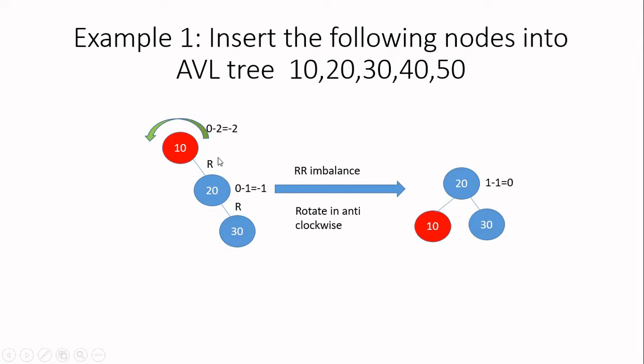So now I got that my imbalance is RR. Then I applied rotation in the anti-clockwise direction. Because of that, my new tree is changed like this. And once you have developed the new tree, you can check for the balancing factor. Every node will have the balancing factor as -1 or 0 or 1. Now we can say that the tree is balanced now. Then go and insert the next node.